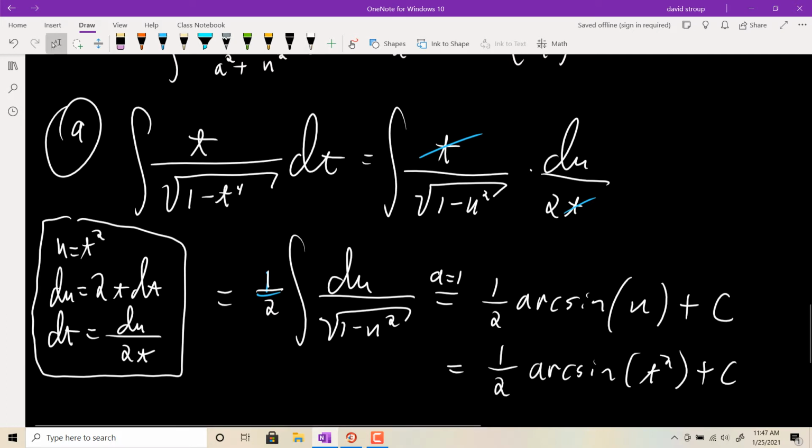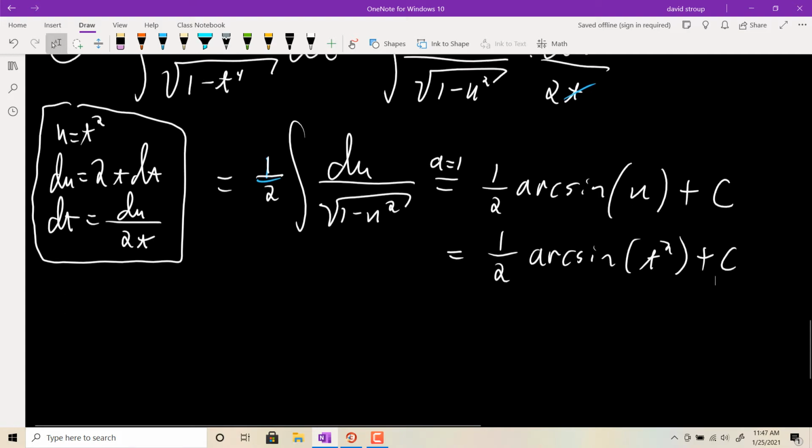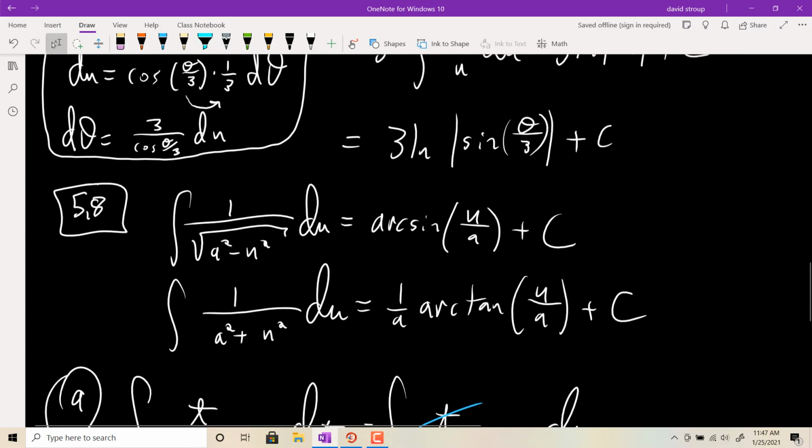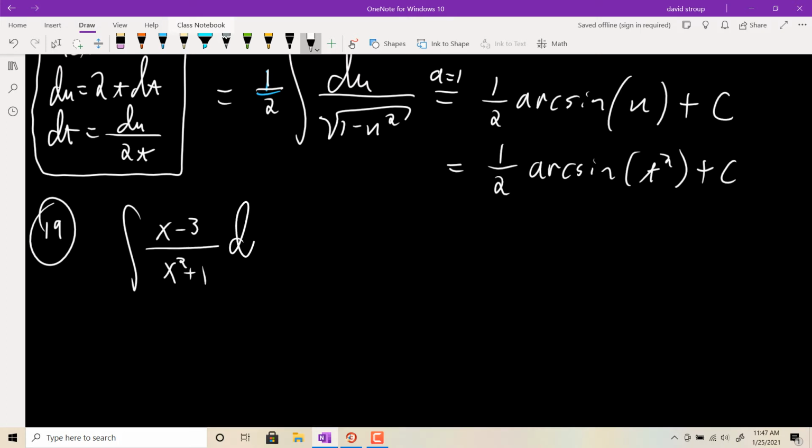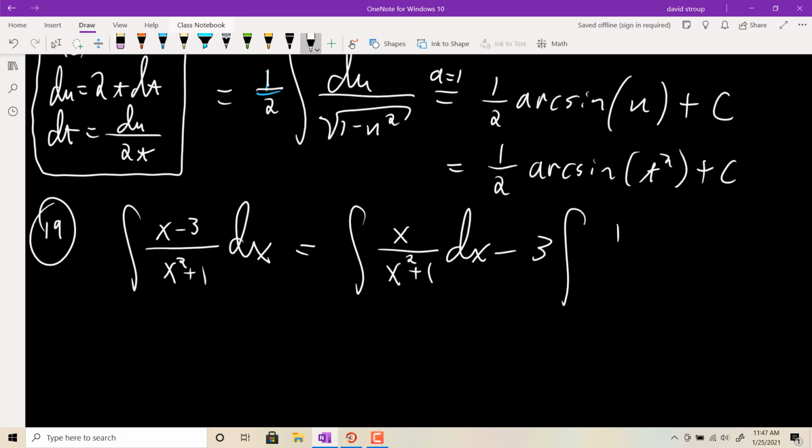So know those. Know your arc tangents as well. Let's do an arc tan. Something like this: x minus 3 all over x squared plus 1. So it's not in the form yet. You're going to have to split this one. So we end up with the integral of x over x squared plus 1 dx minus, you can factor 3 out, the integral of 1 all over x squared plus 1 dx. That second integral is just a tan inverse. The first integral, you got to do a u sub.